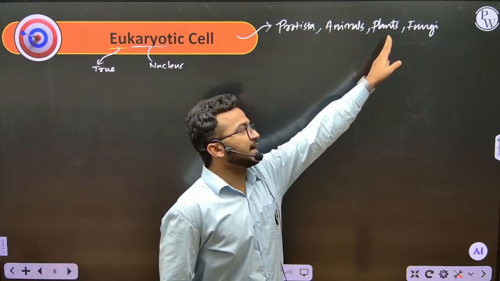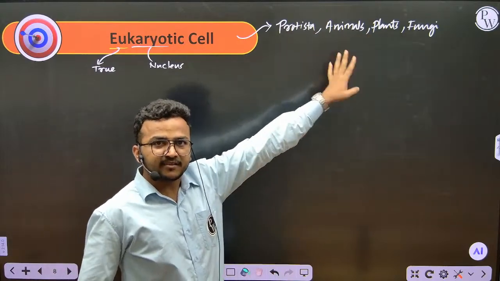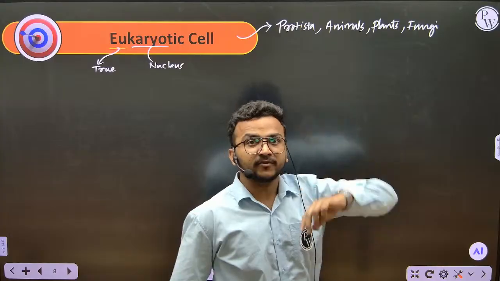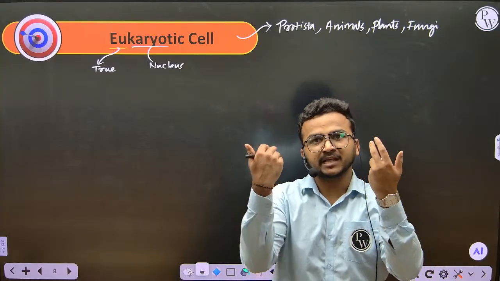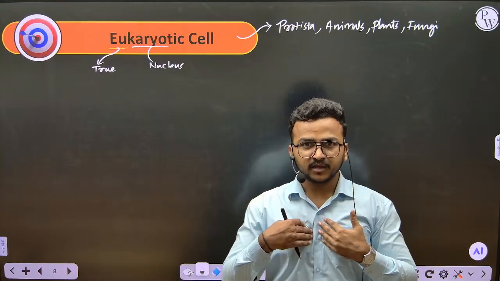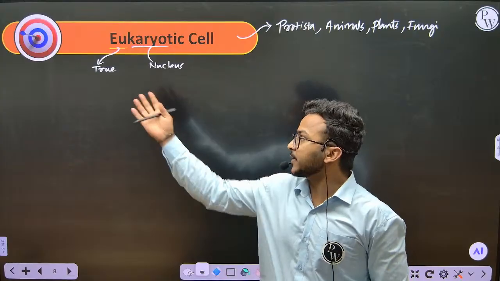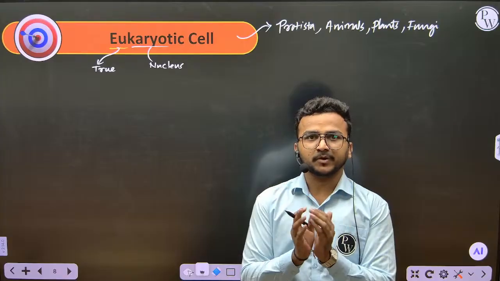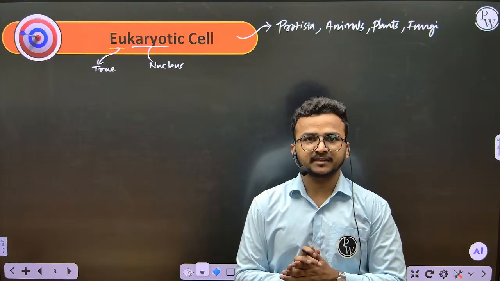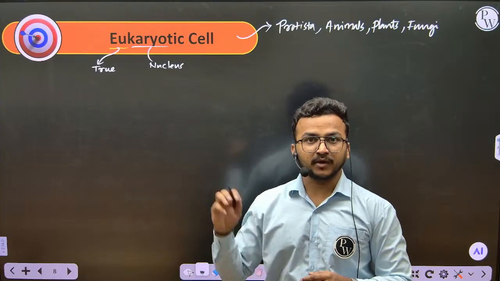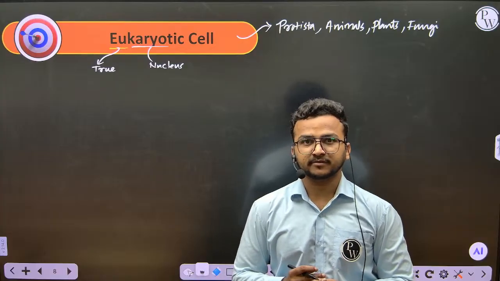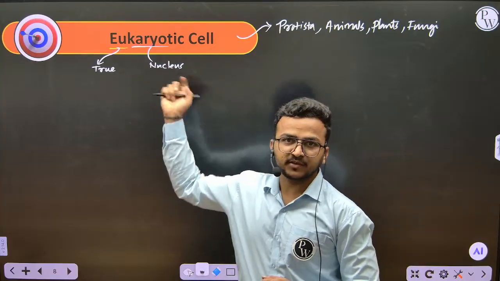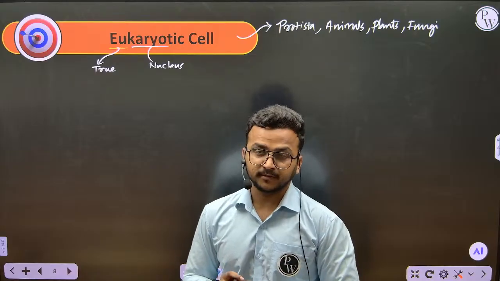So Protista, animals, plants, and fungi: all these organisms are made up of eukaryotic cells. You can take the example of yourself, myself. All my cells are eukaryotic cells. Eukaryotic means a proper, well organized cell. We discussed this in the overview of the cell, so you can go and check what a eukaryotic cell is there.